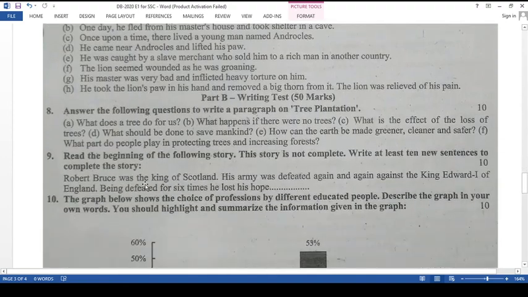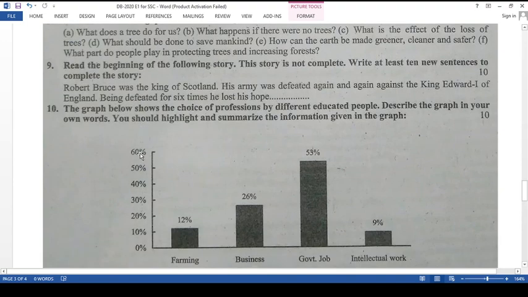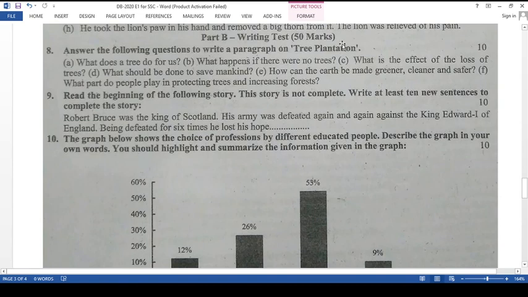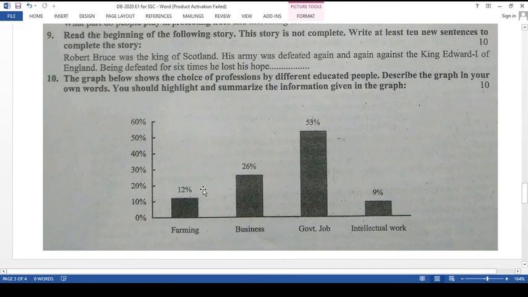And now your practice for homework. That is the writing part. Not all, rather three writing parts are attached here. There's a paragraph on tree plantation, and completing a story. That is also a very common completing story about Robert Bruce, the king of Scotland. You know this story very well. Failure is the pillar of success. This is the motto of this story. And finally there is a graph and chart. This bar graph is about the choice of professions by different educated people.